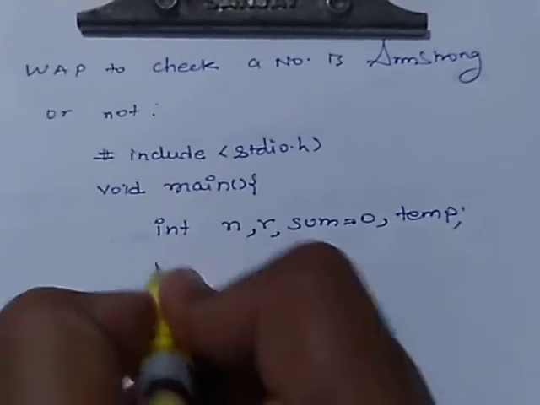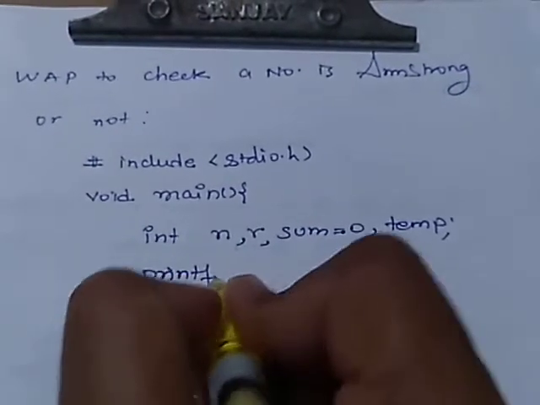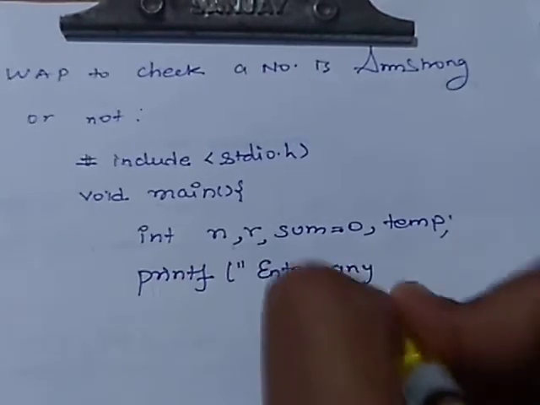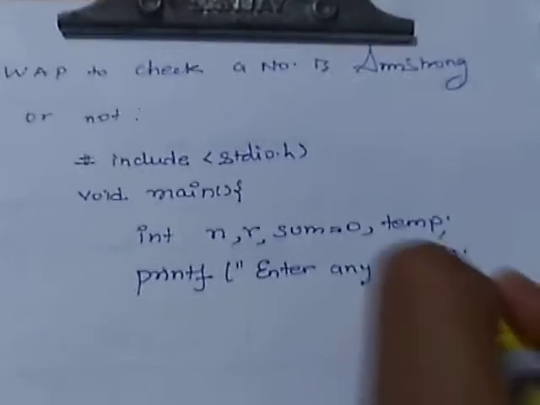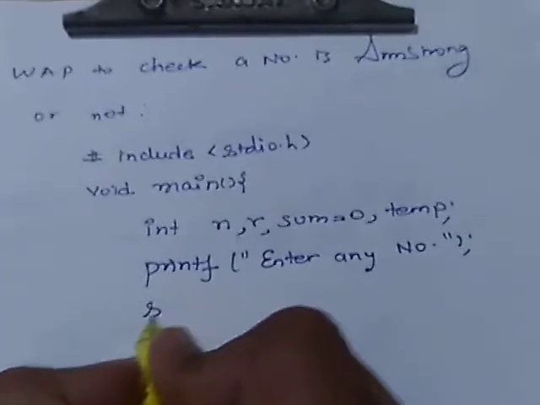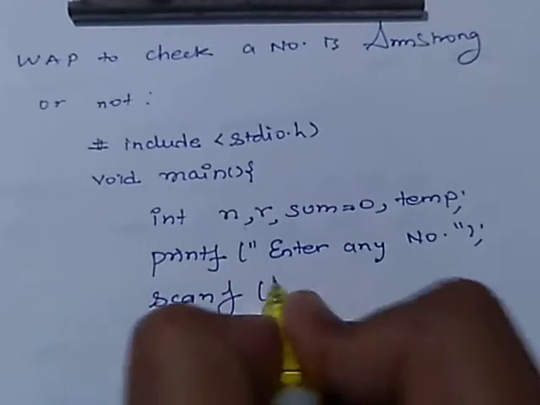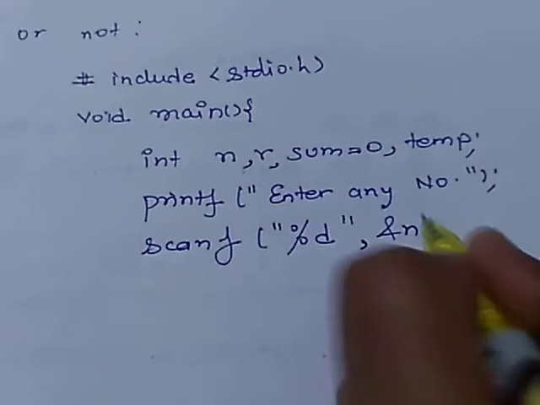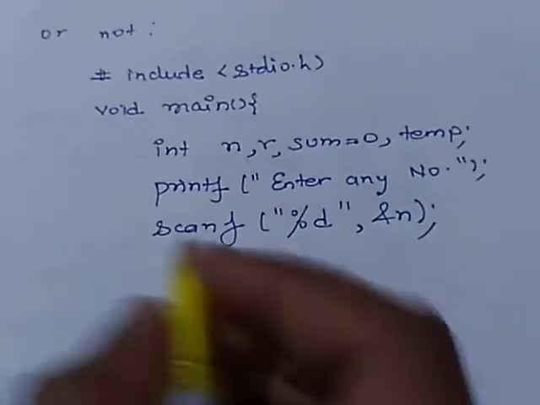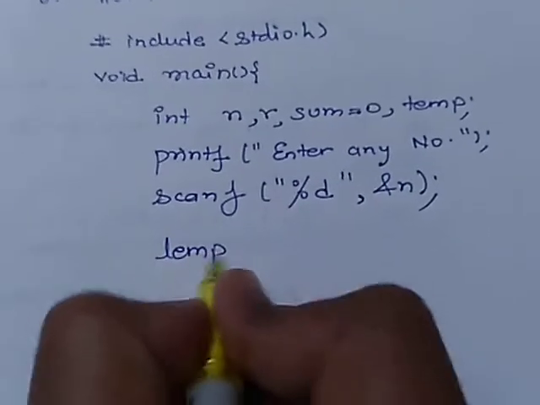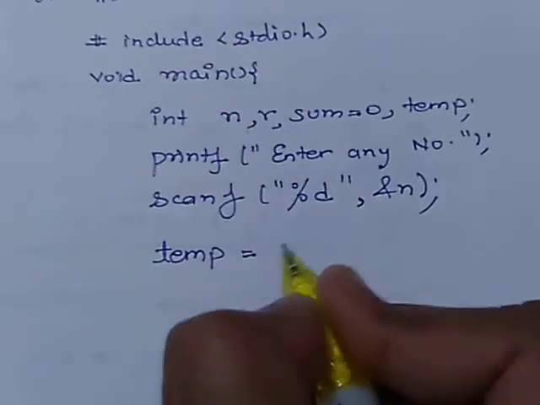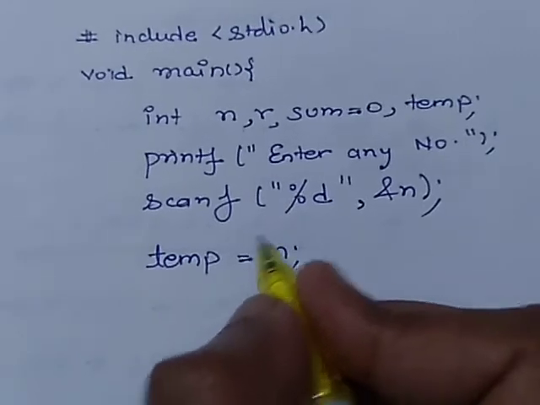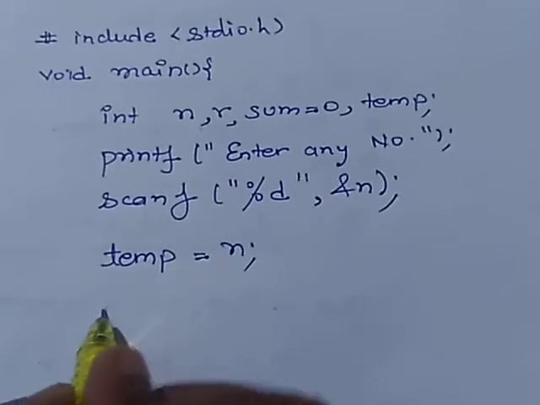Now printf enter any number. So scanf percentile d format specifier, then address of n. We have taken a temporary variable. In this variable we are giving the value of n, that is the number, so that our original copy does not get affected.